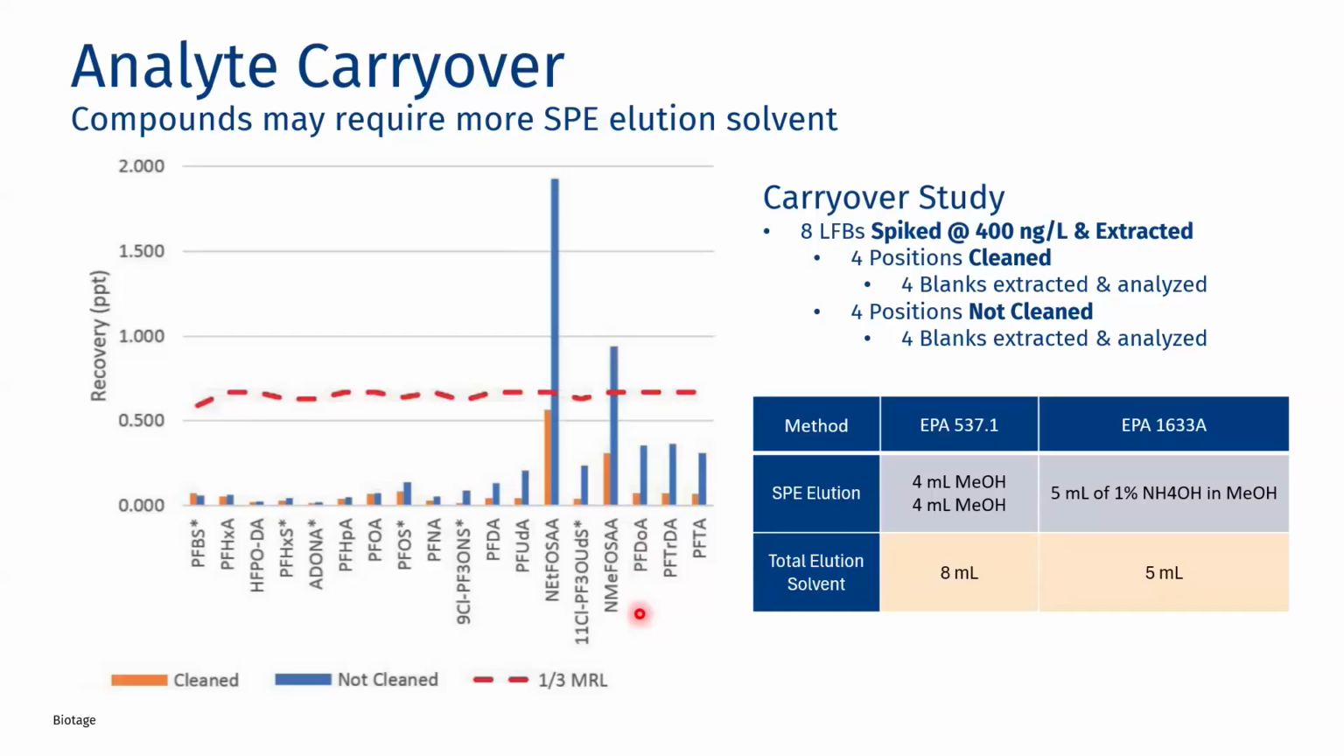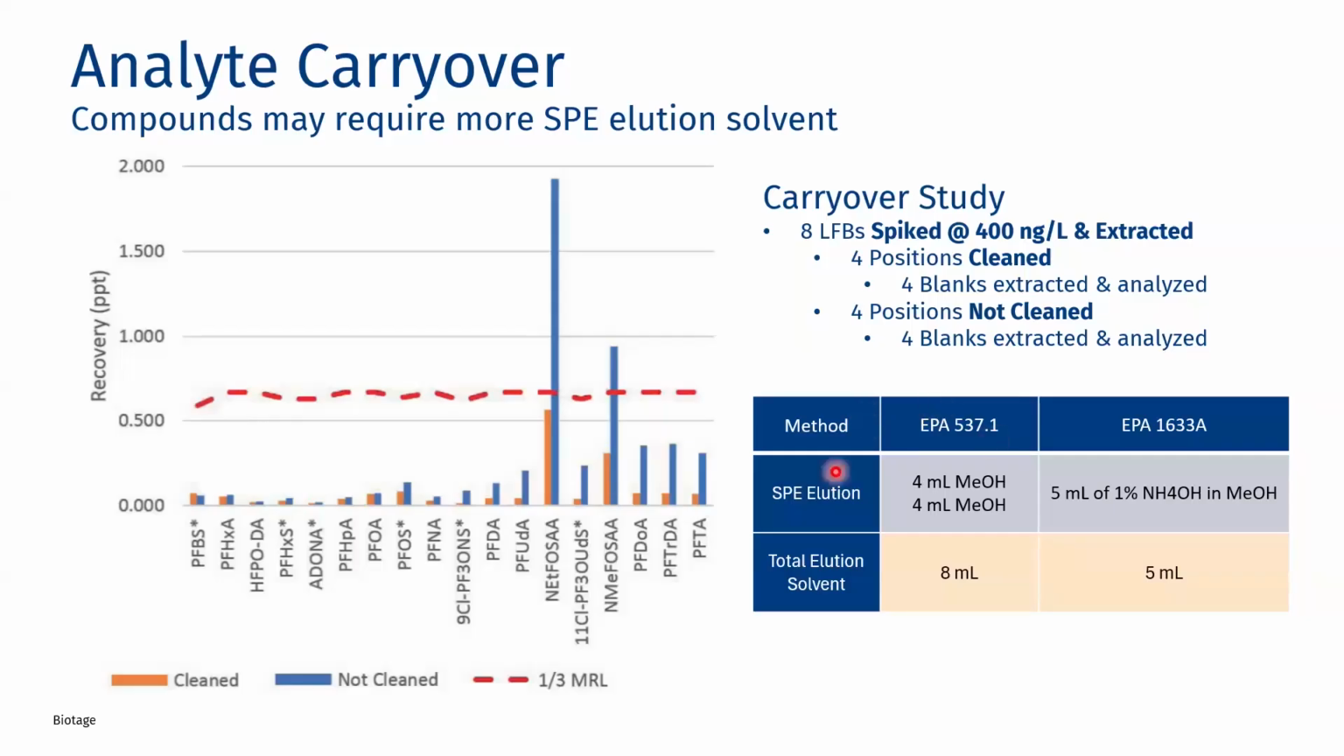So it is important for some of these compounds that are a little bit stickier to make sure that you're using enough solvent in your SPE elution scheme and you're using enough solvent to clean the system internally before running your next sample, or you can get a false positive.